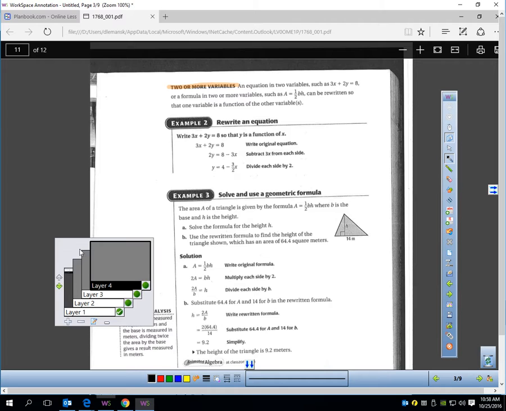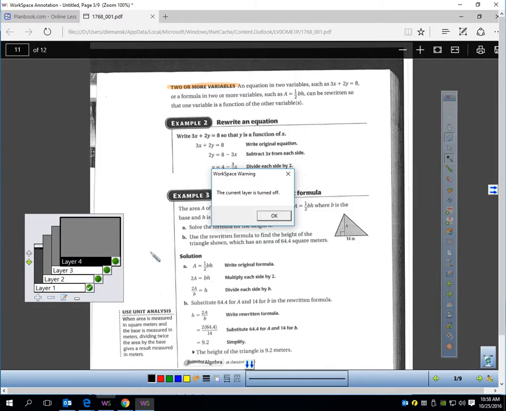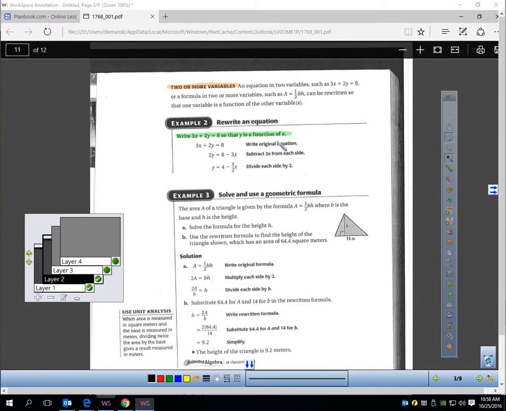Now, we will rewrite equations that have two or more variables. I will talk about that here in a minute in my video, so you might want to put, we will work on two or more variables, solving equations with two or more variables. I will definitely have you rewrite an equation so that y is a function of x, and we better put a little note on that.